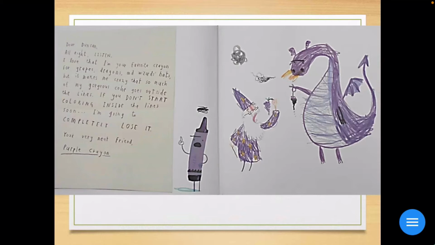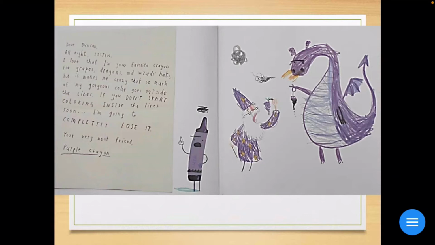Dear Duncan, all right, listen. I love that I'm your favorite crayon for grapes, dragons, and wizard's hats. But it makes me crazy that so much of my gorgeous color goes outside the lines. If you don't start coloring inside the lines soon, I'm going to completely lose it. Your very neat friend, Purple Crayon.